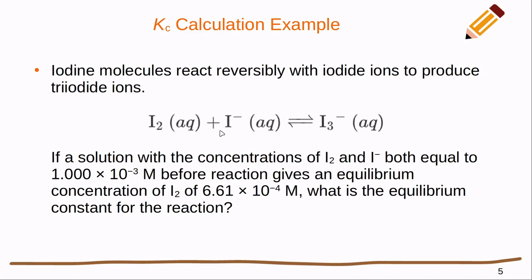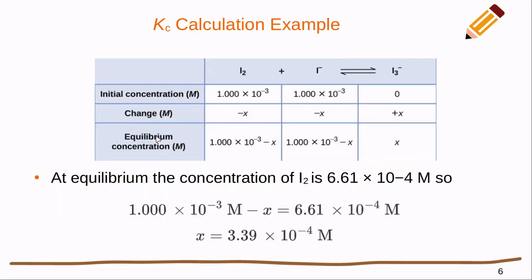I was given the initial concentration of both of these, and I was given the equilibrium concentration of I2. What we do is start filling out our ICE table. For the initial concentrations, I know those for I2 and I minus. I'm to assume from the wording in the problem that the initial concentration of I3 minus is 0. From the reaction stoichiometry, I know I'm going to consume a mole of I2, consume a mole of I minus, and produce a mole of I3 minus.